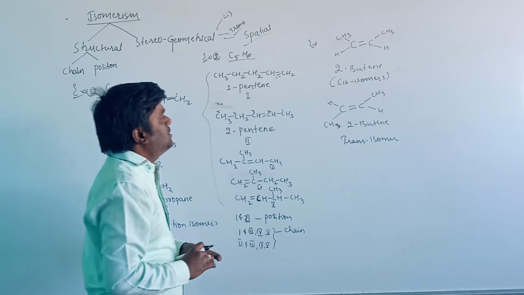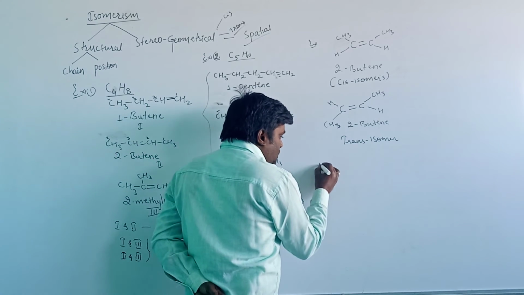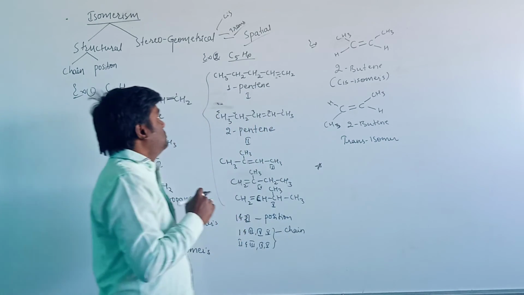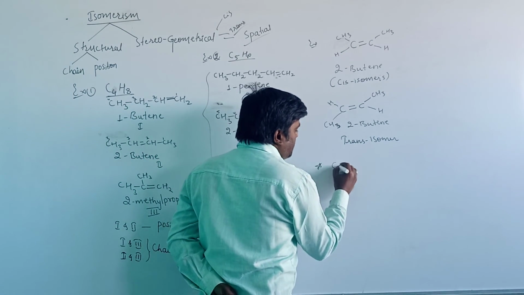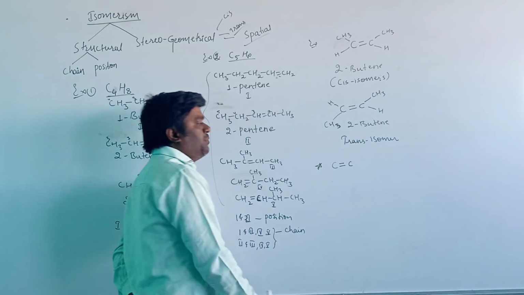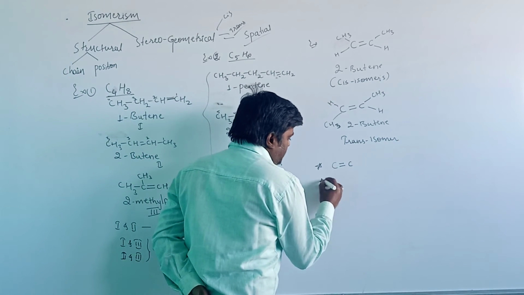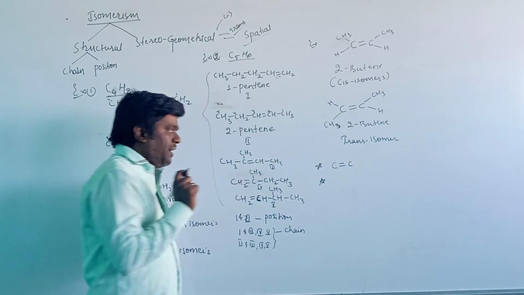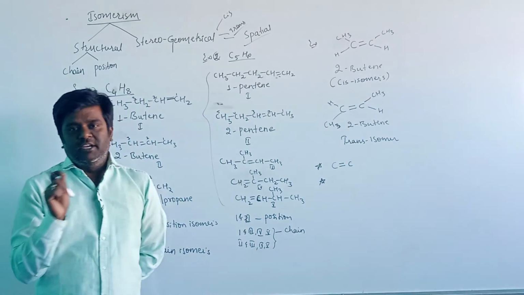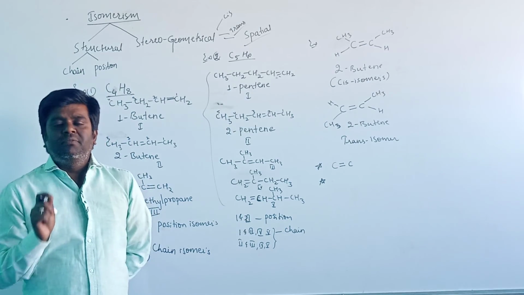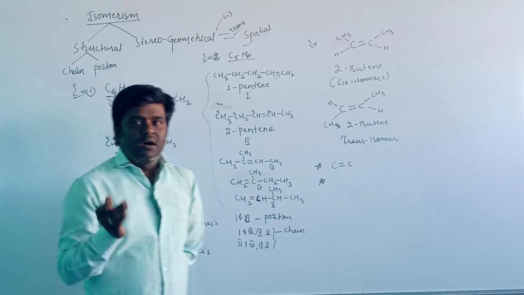Then let us see the conditions for the cis and trans isomers. There are mainly two conditions to show the geometrical isomers. First one is the compound must contain the carbon-carbon double bond. The second condition is the atoms or group of atoms which are attached to the carbon containing the double bond must be different or asymmetric.